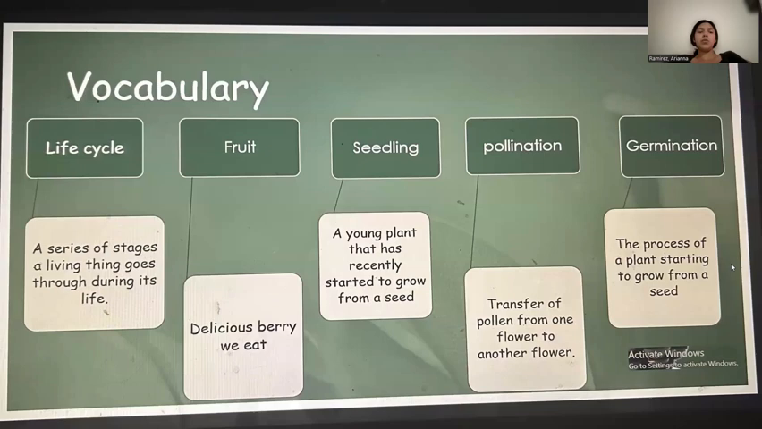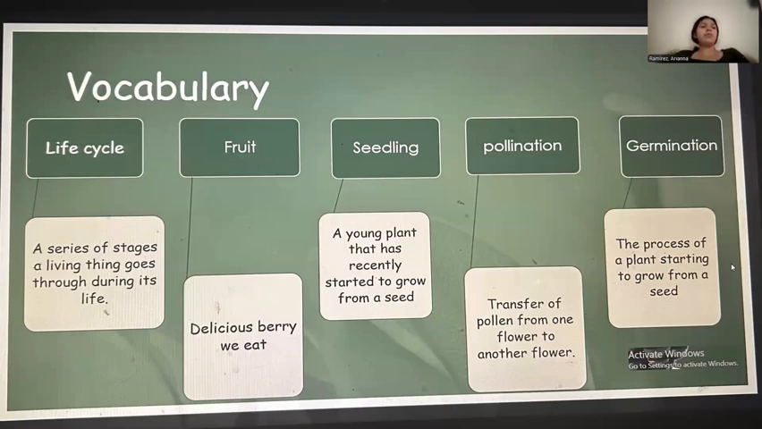Can anyone tell me what other plant, animal goes through a series of stages during their lifetime? Yes, Jason. Everything. Pretty much, yes, everything does go through stages during their life. Next vocabulary word will be fruit, which in this case would be the yummy blackberry that we get to eat. Can anyone else tell me any other examples of fruit?